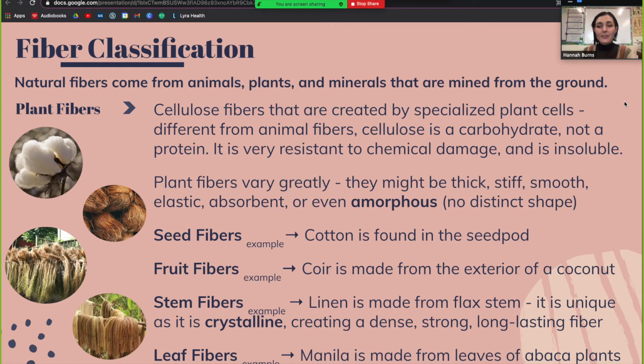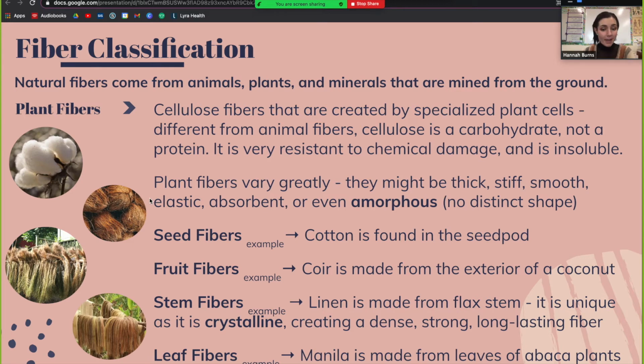Looking at a few different ways that we can gather some plant fibers, we'll start with seed fibers. For example, cotton is a seed fiber, and the cotton is found in the seed pod itself. A fruit fiber, for example, would be coir. That's made of the exterior of a coconut. So let me show you these images. This up here is cotton. This is the exterior of the coconut. You can see it's almost like a hair, but of course it's cellulose, so you can weave those together in order to make fabric, coir.